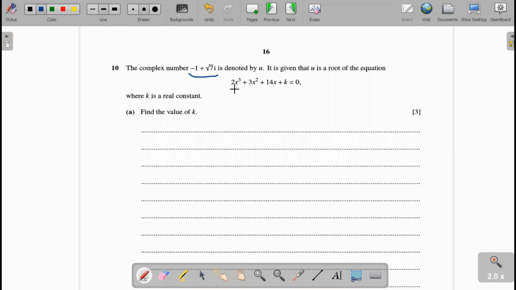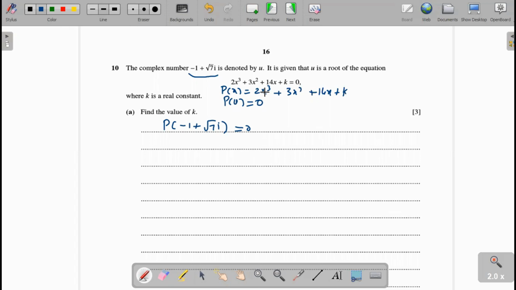If this number is a root of this equation, then p of -1 plus root 7i will be equal to 0. Here p of x is 2x cubed plus 3x squared plus 14x plus k, and we put the value p of u here. P of u, if it is a root, will be equal to 0. Now we put u in this equation.